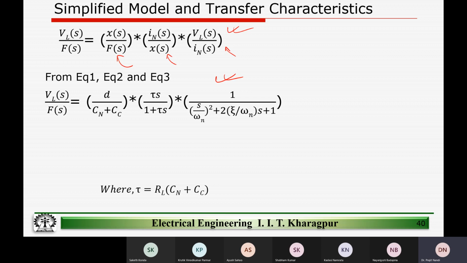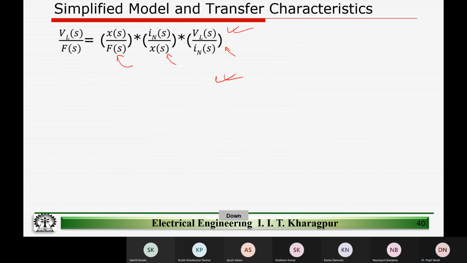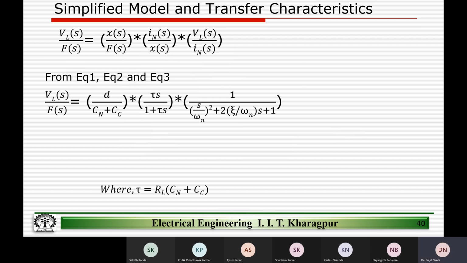Here tau n is the time constant of the circuit, and that should be obvious even without doing the maths; you should be able to tell what tau n is, right? Because we have a resistor in parallel with these two capacitors. So the time constant associated with it should be, these two capacitors are in parallel, and so is the resistor, so it will be RL multiplied by the equivalent capacitance Cn plus Cc, right? So this is what the final transfer function will look like.